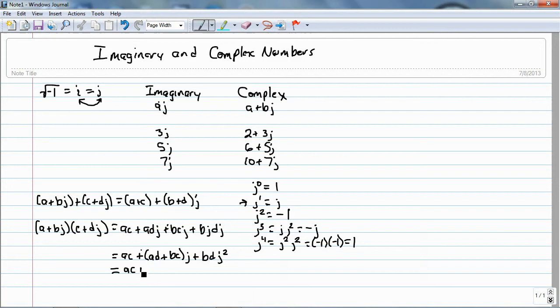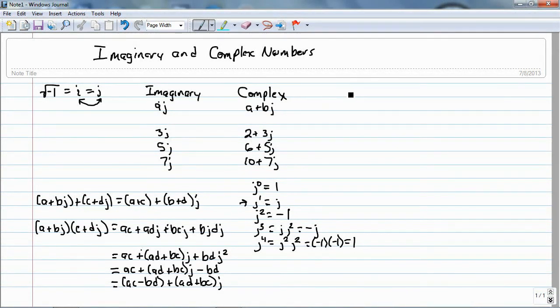AC plus the quantity A times D plus B times C, quantity times J, and then J squared is going to be a -1, so I'm going to have minus BD. And now I can combine this: AC minus BD plus AD plus BC, quantity times J.